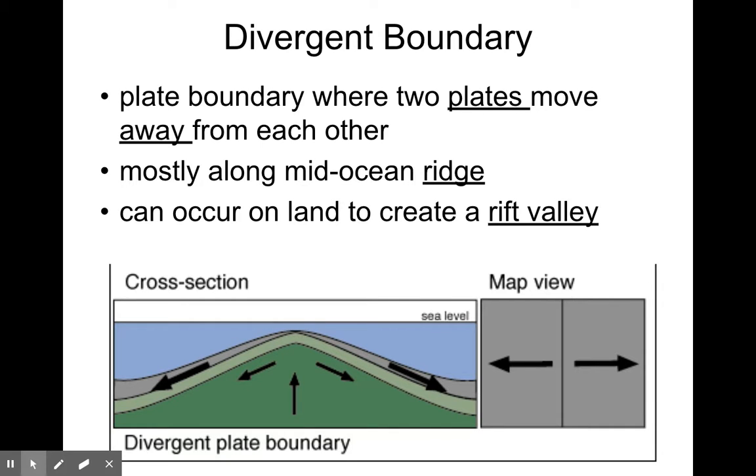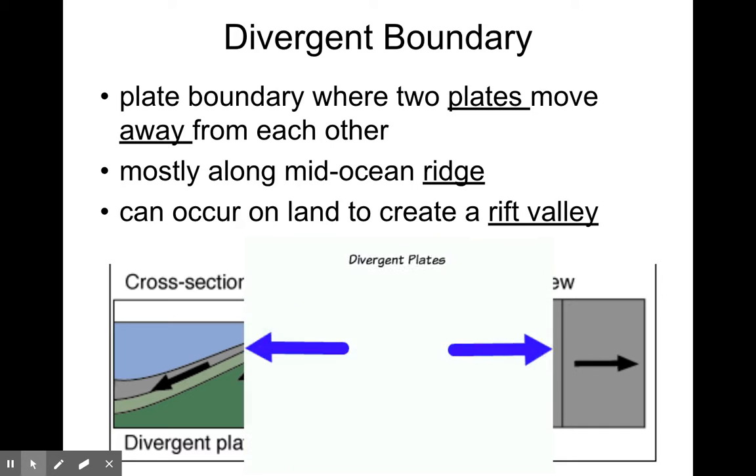We call this a rift valley. This is a new vocab word. You need to know this. This will be on the test. It's called a rift valley. So again, if you're going to draw arrows, go ahead and draw arrows of divergent plates moving away from each other.